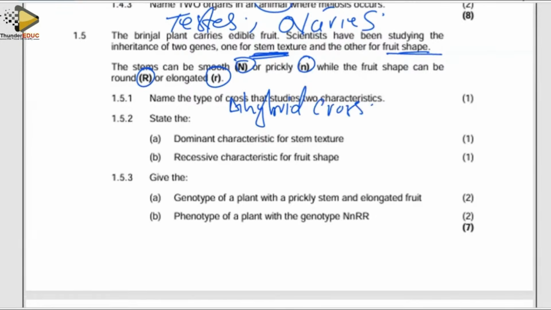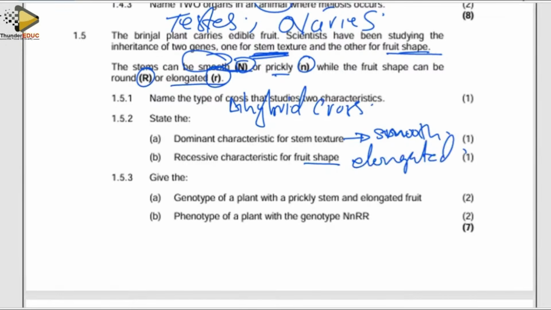State the dominant characteristic for the stem texture. So we see that for texture, we have smooth and prickly. In this case it is smooth, so the answer is going to be smooth. Then the recessive for fruit shape, which one is the small letter? The one which has the small letter is the one which is elongated, the one which is recessive.